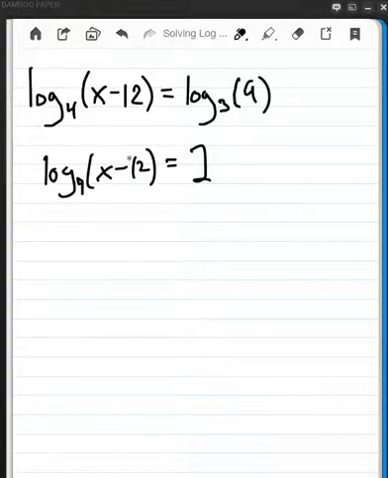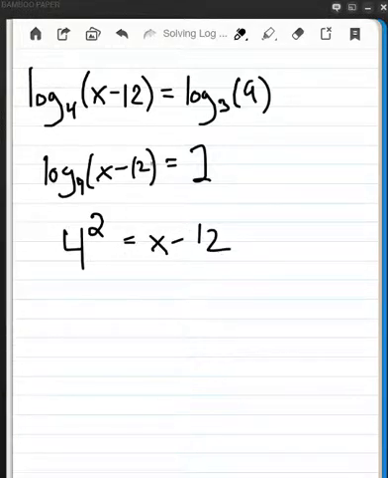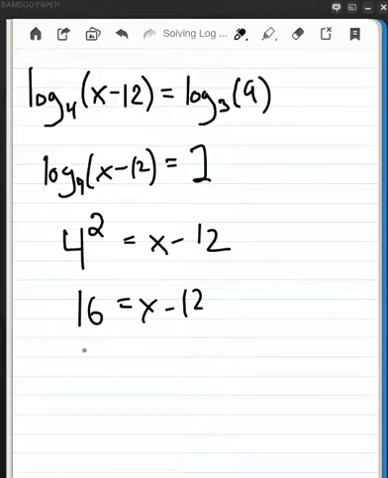Alright, and now we have a log equal to a constant, therefore we can rewrite this as an exponential. The log base is 4, so the exponential base is going to be 4 as well. These switch places because when you rewrite as an exponential, you're really using an inverse function, which means your independent and dependent variables switch. So we have 4 squared is equal to x minus 12. 4 squared is 16, so 16 equals x minus 12. If we add 12 to both sides, we get that 28 is equal to x.